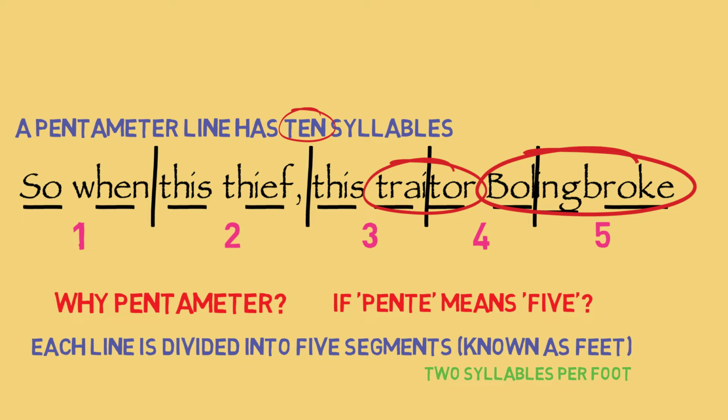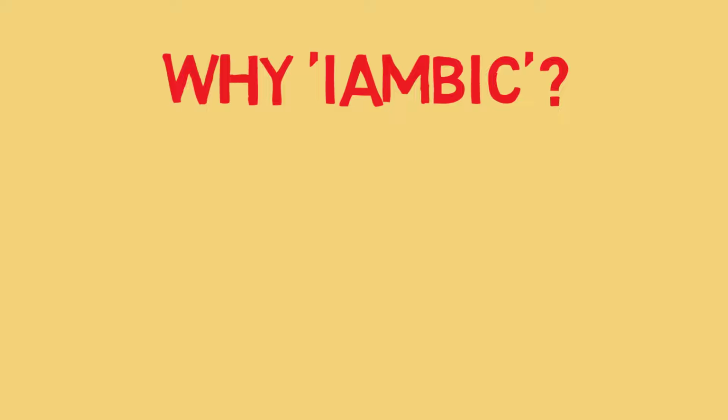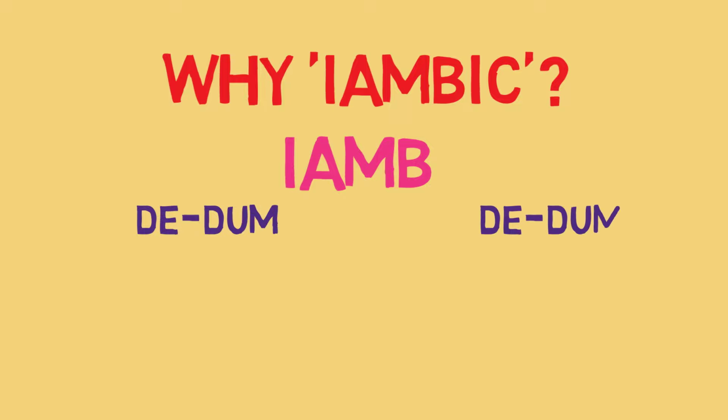So now we know why the verse is called pentameter, but why is it called iambic? Well, iambic simply means the pentameter lines are made up of something called iambs, and an iamb is 2 syllables where more stress is placed on the second of those 2 syllables. It's often described as a de-dum rhythm.